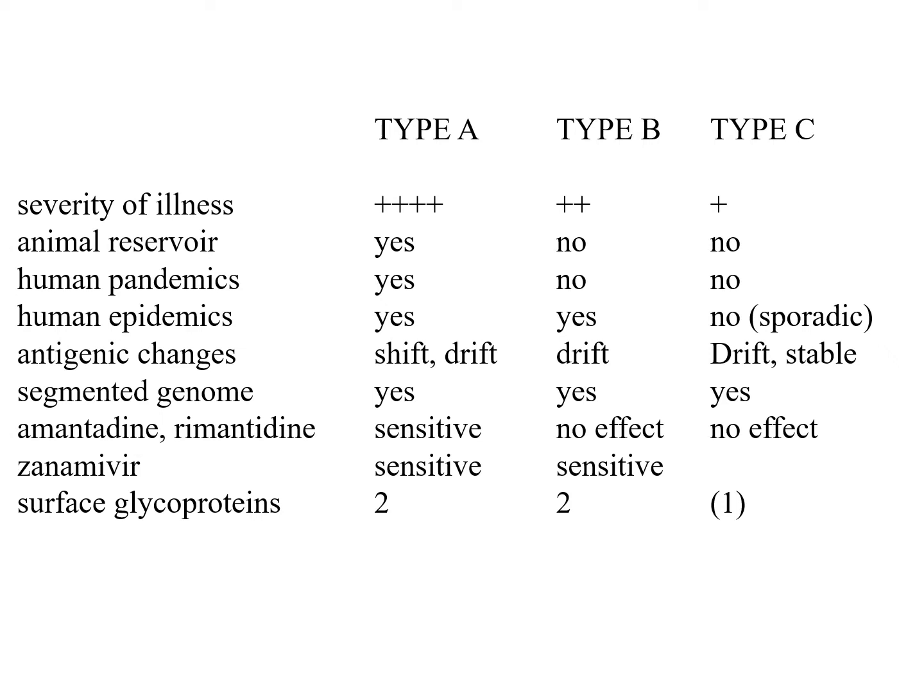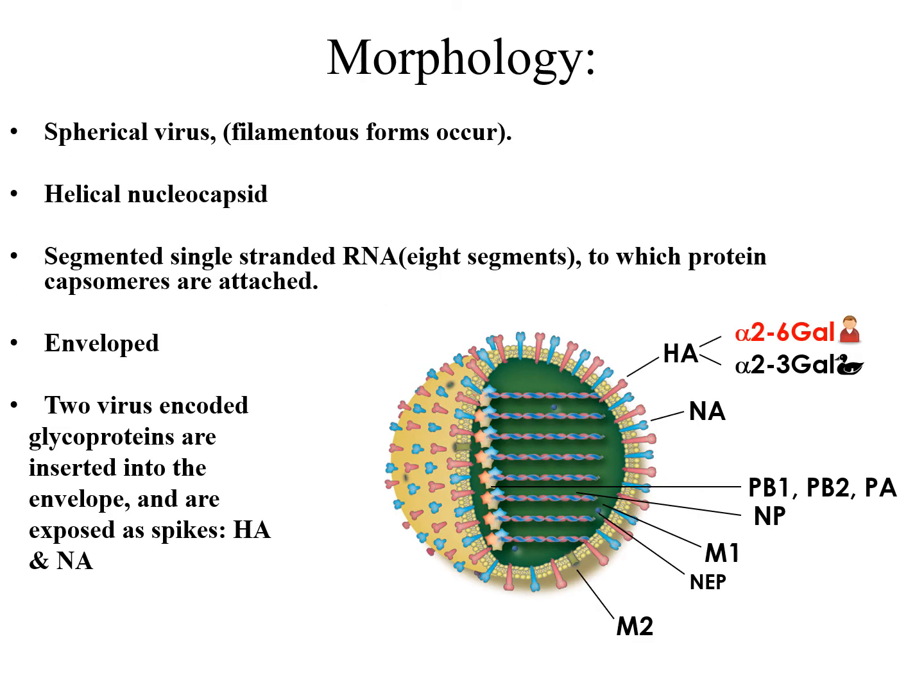Type A is sensitive to amantadine and rimantadine, and we talked about that earlier because it inhibits uncoating, and it works specifically on the M2 protein, which is present in type A influenza virus only. Zanamivir and oseltamivir, which are neuraminidase inhibitors, work on both influenza A and influenza B, and both influenza A and B have 2 glycoproteins, which are the hemagglutinin and neuraminidase, while type C only has one surface protein.